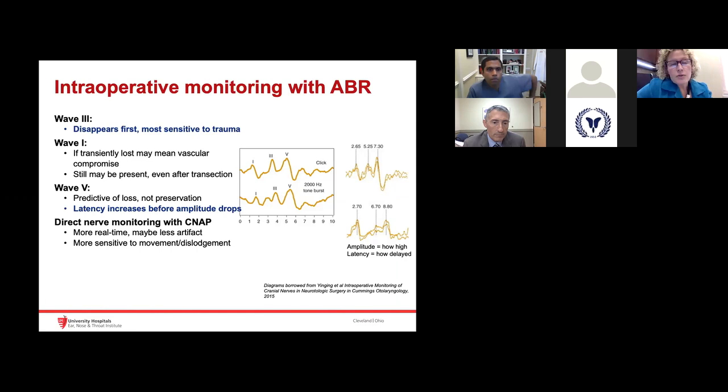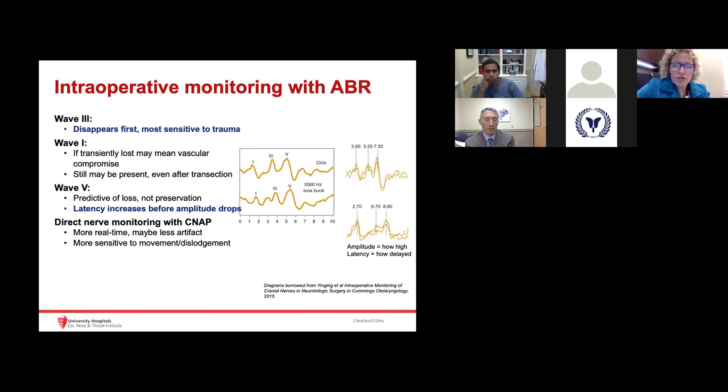There are, or at least there were, direct nerve monitoring electrodes that are no longer being manufactured, although I do know a few people who essentially make their own and do direct nerve monitoring in the operating room of the cochlear action potential. But we've had good success using far field ABR with our monitoring here.